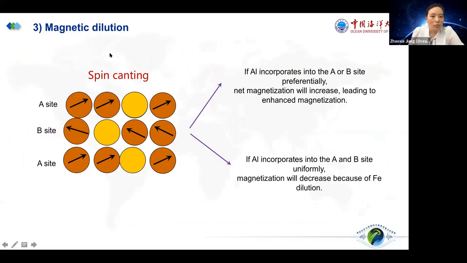And also, we know that for hematite, magnetism is from the spin canting. If alumina is incorporated into the structure of hematite, for example into the A site or B site, and if it incorporates into the two sites preferentially, the net magnetization will increase, which will lead to enhanced magnetization. But if alumina is incorporated into the structure uniformly, the whole magnetization will decrease because of the iron dilution.